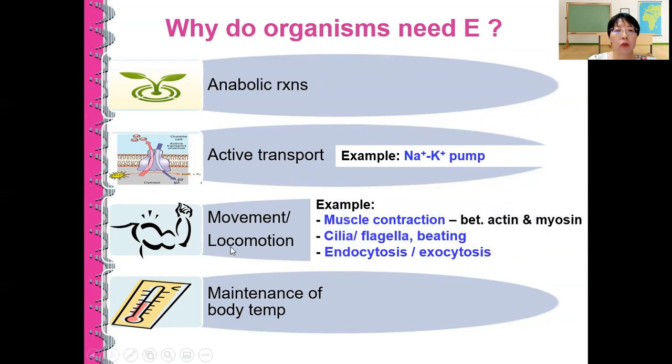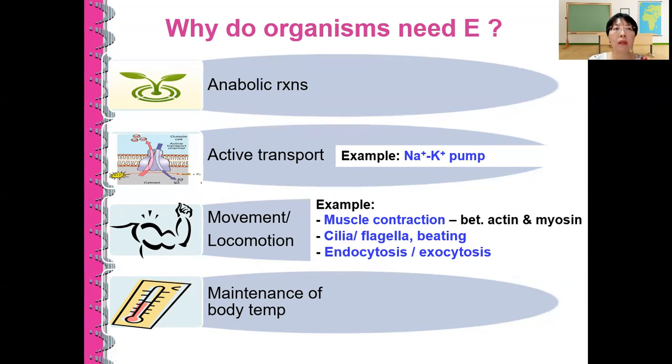Then the next one is movement and locomotion. So what kind of movement? Muscle contraction, whereby the actin and myosin filaments glide on top of each other. So that movement needs ATP. Okay, the movement between actin and myosin needs ATP. Then, of course, beating of cilia and flagella needs ATP. Changing the shape of the membrane by endocytosis and exocytosis needs ATP.